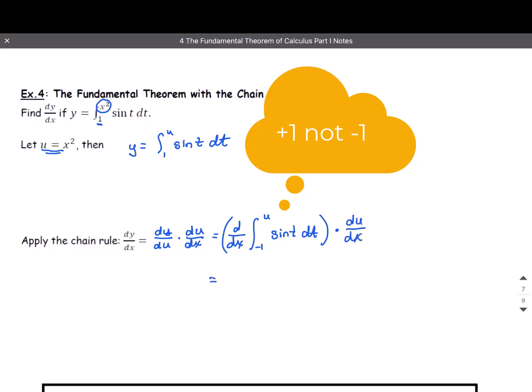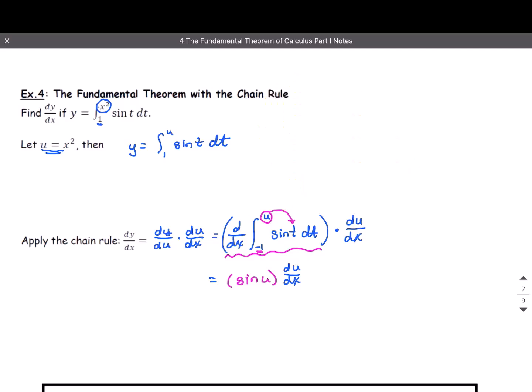Well, even though this derivative looks scary, it's the same thing. We have a constant at the bottom, we have a variable at the top, we're going to substitute it into our function. We have the sine of u. And we still have du/dx. Now here's the catch. What the heck is du/dx? So we're going to come over here for a minute.